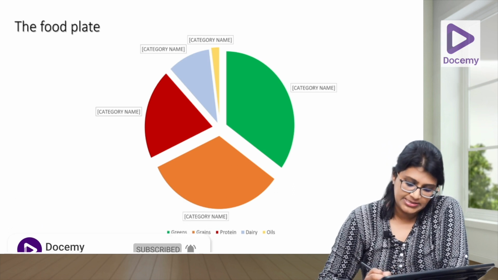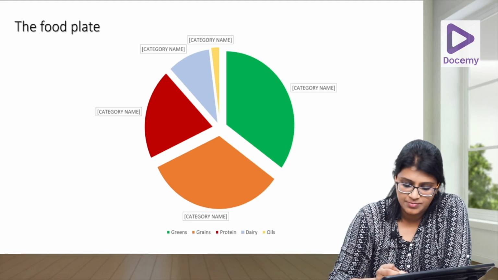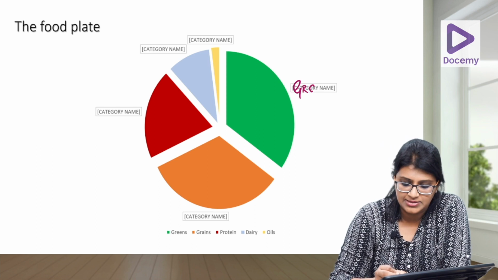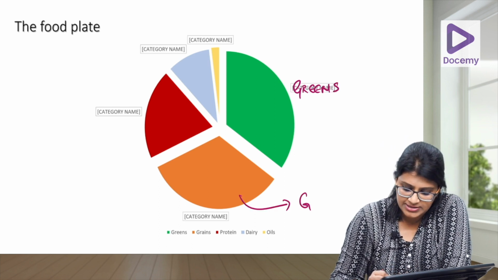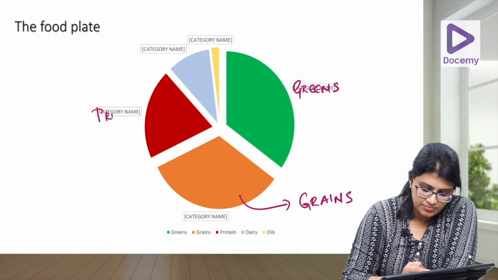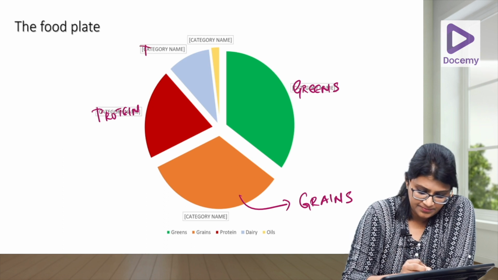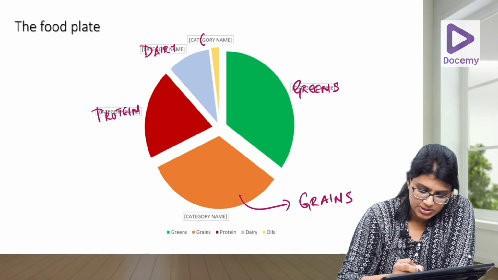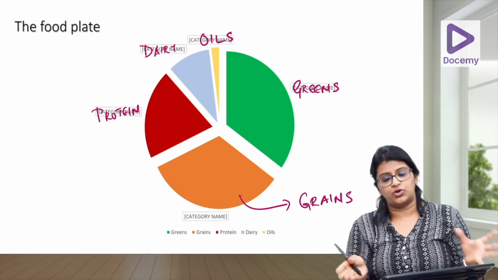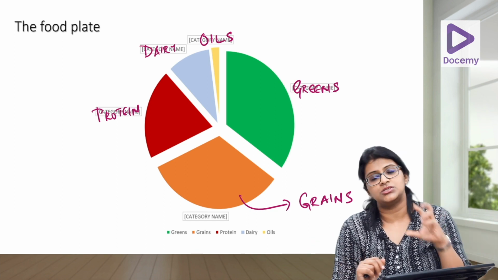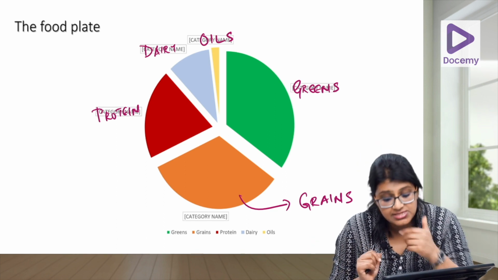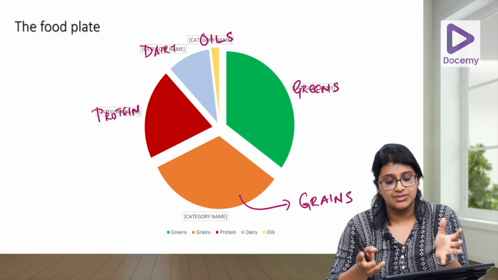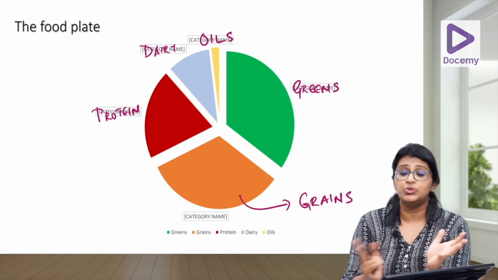So the food plate can be divided into greens. So I'm going to fill this category name as greens. The orange one is grains. The red one is protein. The blue one is dairy. And the yellow one is oils. So this is essentially what your plate of food should look like. So it's not just you, it's any child's. And this is what you need to sort of impress upon people whenever you talk about nutrition.